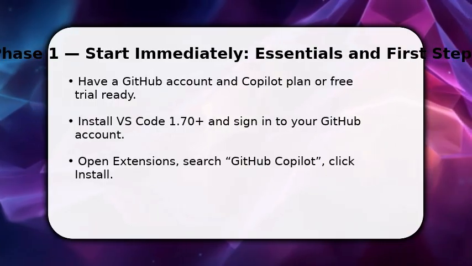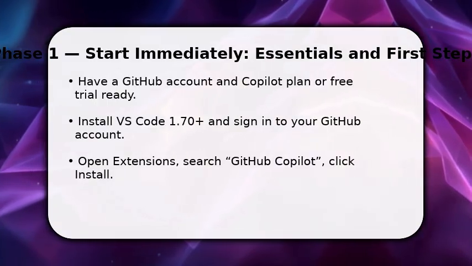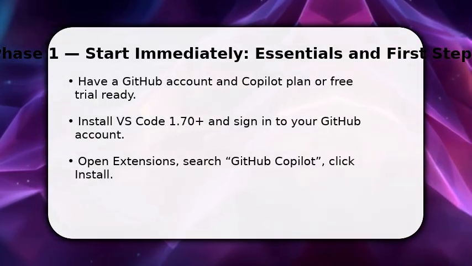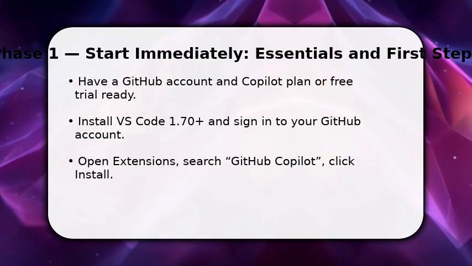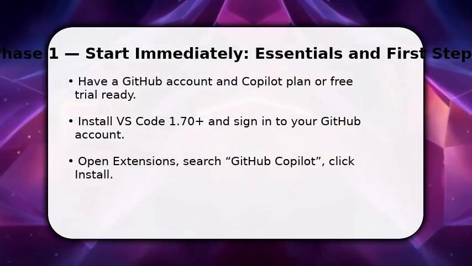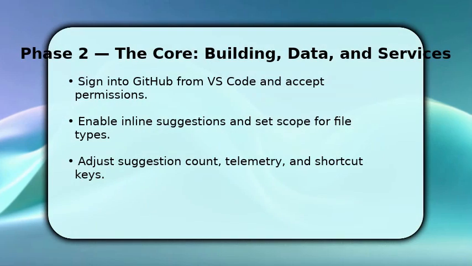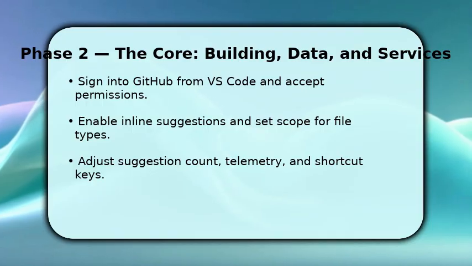Next, open the Extensions pane, search for GitHub Copilot, and click Install. This begins the flow where VS Code asks you to sign in to GitHub. Follow the sign-in prompts, grant permissions, and you'll be positioned to enable inline suggestions, so you can test right away. Once done signing in, make sure to accept the GitHub permissions so the extension can fetch suggestions.